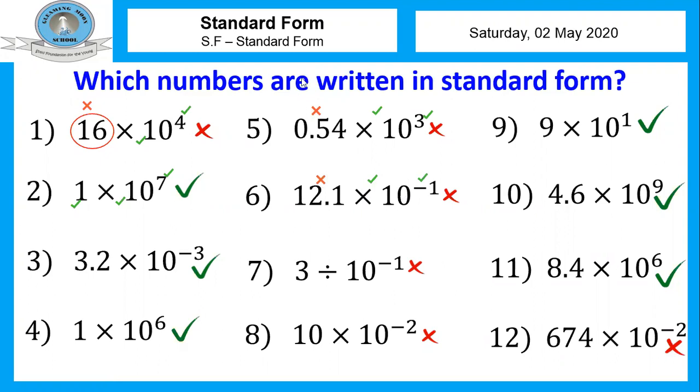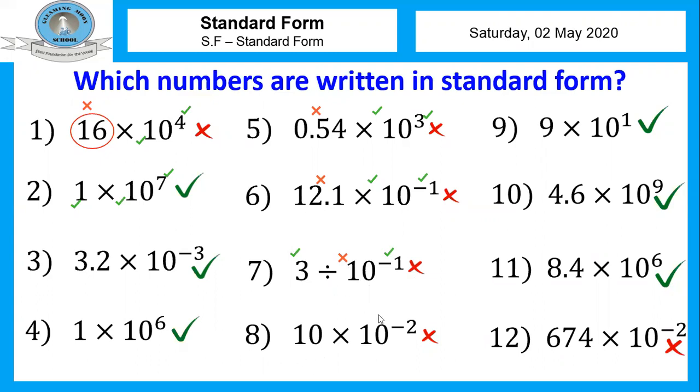But because 12.1 is not between 1 and 10, this number is not in standard form. Number 7, we have 3 divided by 10 raised to the power of minus 1. Is 3 between 1 and 10? Yes, it is. So it passes test number 1. Now, test number 2 must be multiplied by 10. Is it multiplied by 10? No, it is divided by 10. Therefore, it fails number 2 test. Now, is the 10 raised to an integer power? Yes, it is raised to an integer power, so it passes number 3 test. But it has not passed all 3 tests because of this divide here. This number is not a standard form.